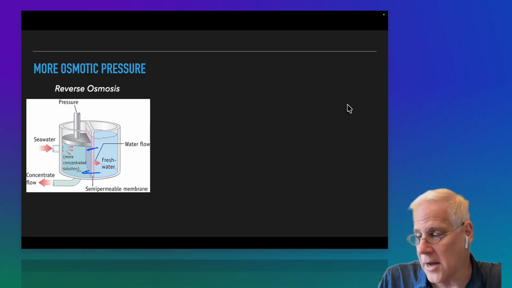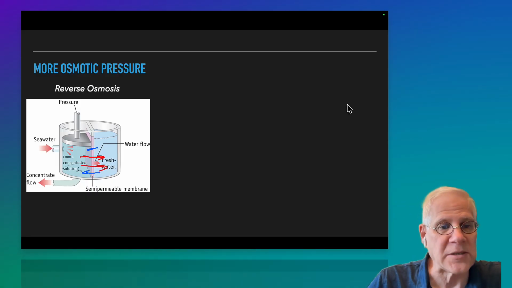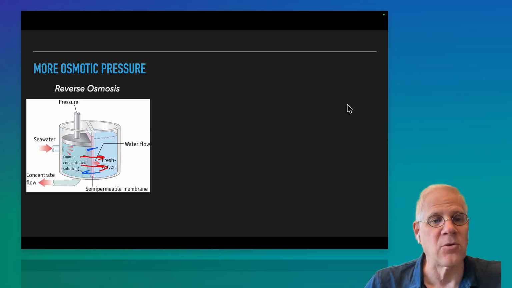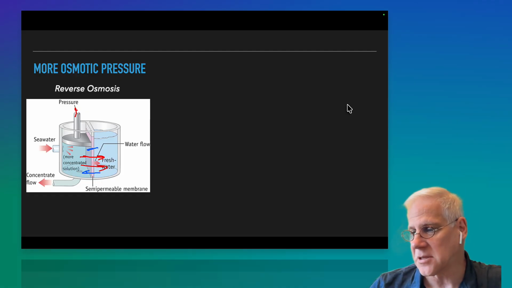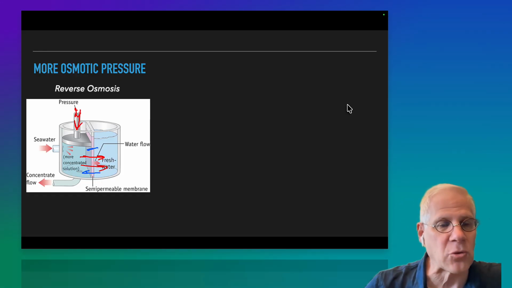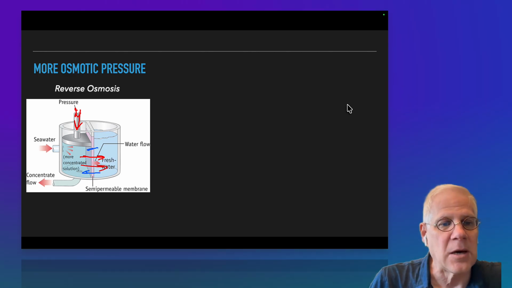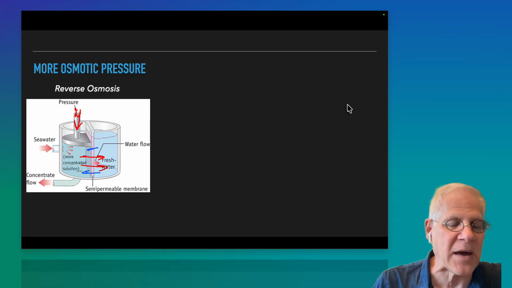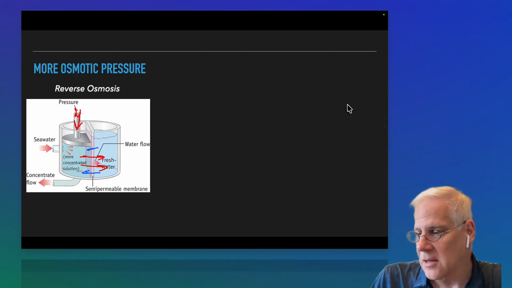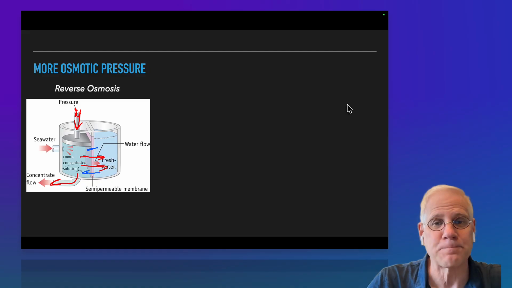So how do you drive water to go that way? Well, if you want a process to go opposite the way nature wants to do it, you've got to apply work, and that's what this pressure is here. So you would have some sort of mechanical device that creates that pressure and forces the solution back through that semi-permeable membrane. The only thing that can pass through the membrane is water, and so you get fresh water out on the other side, and then you get a very concentrated brine flowing out through the bottom there.